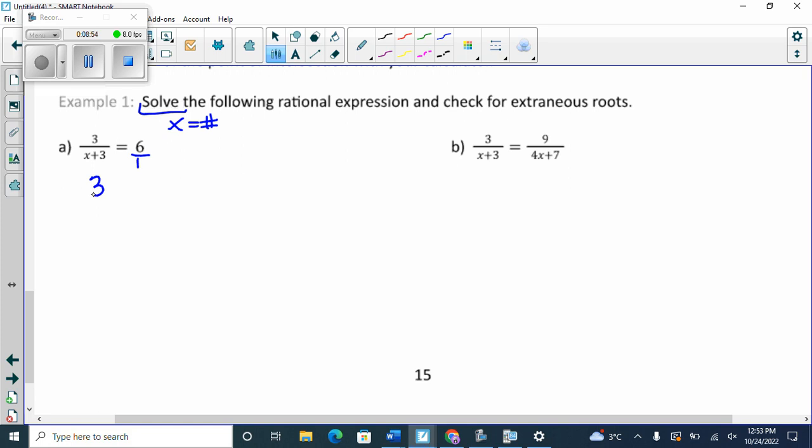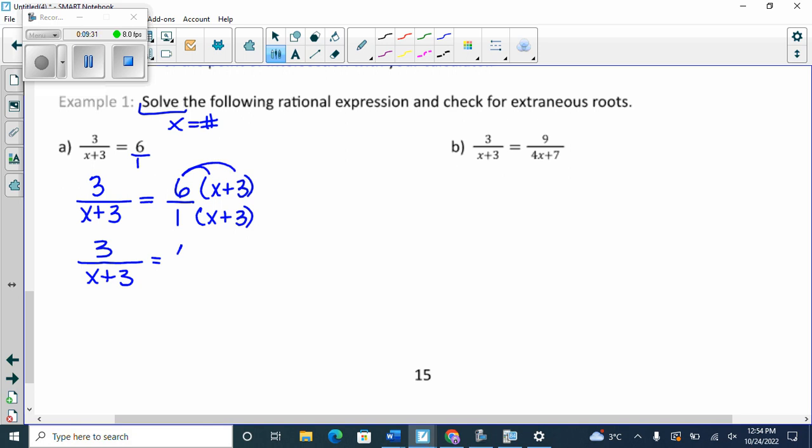So I have 3 over x plus 3. Now I don't have an equal sign running down the left-hand side because there is an equal sign in it. You don't put an equal sign here and an equal sign here. You just run the equal sign where it is. And then 6 over 1. I'm going to multiply this one by x plus 3. So remember, just like addition and subtraction, I now distribute my numerators and collect like terms. So I'm going to get 3 over x plus 3 equals 6x plus 18 over x plus 3.